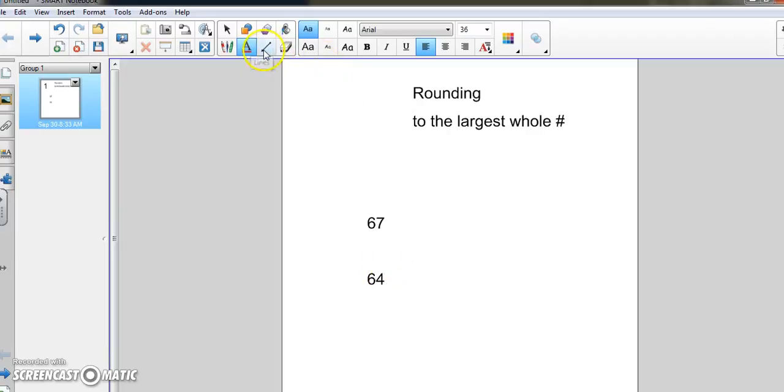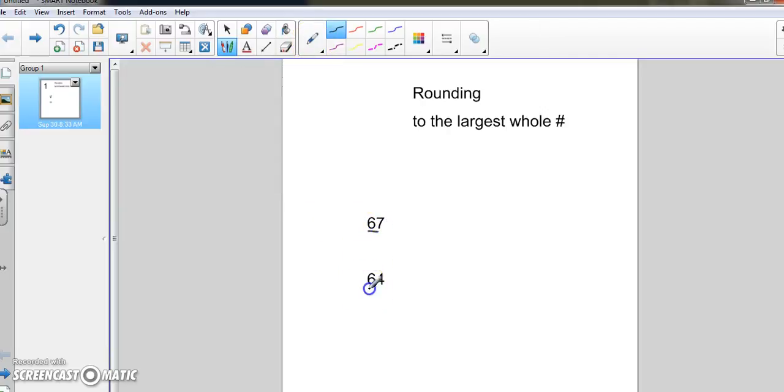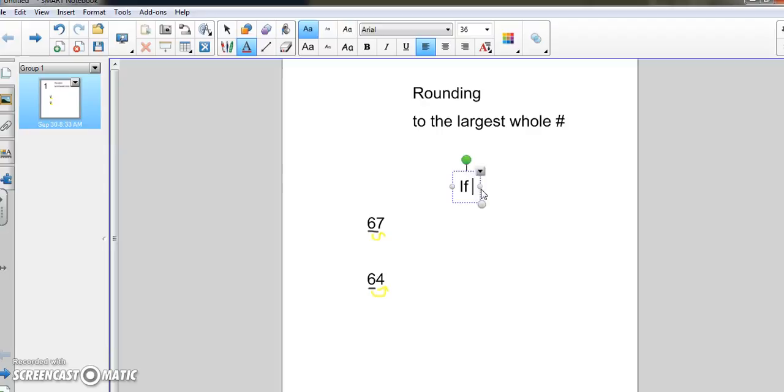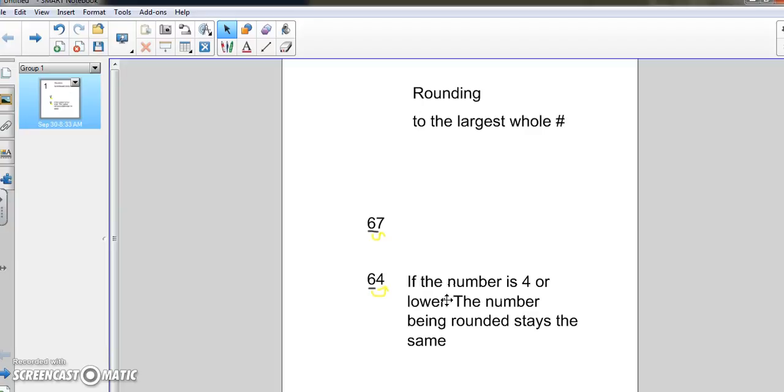So the largest whole number is the number over here. So the 6 is the largest whole number. And what we do is we always look at the number to the right. Okay, just the number to the right. And then when we round, if the number is 4 or lower, the number being rounded stays the same. Okay, I'm going to put that with the one that has the number that is 4 or lower.